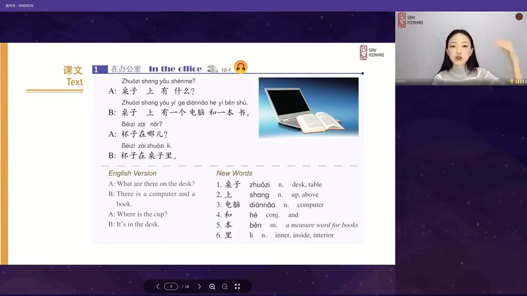Now let's try to read it from the start, each word twice. 3, 2, 1. 桌子, 桌子. 上, 上. 电脑, 电脑. 和, 和. 本, 本. 里, 里. Okay, now let's move on to our text. I will read it and please listen carefully.